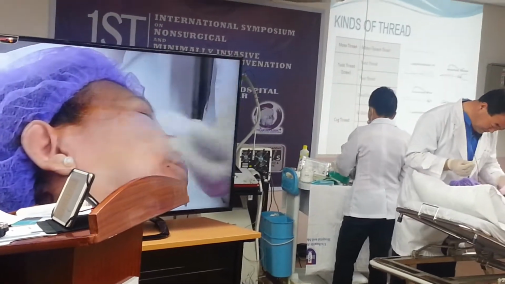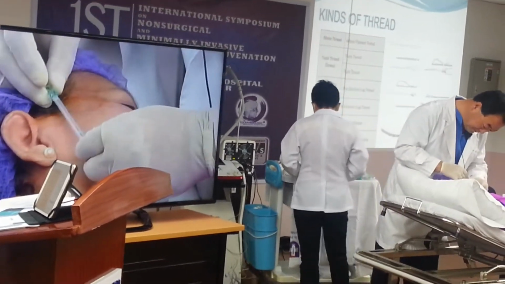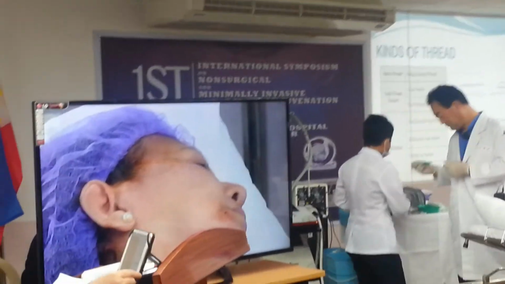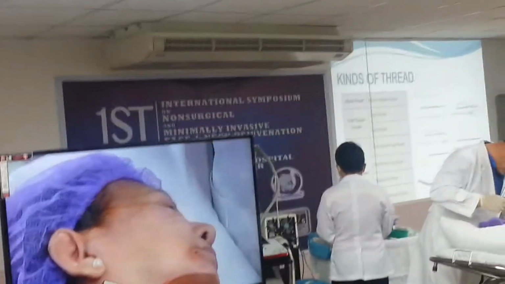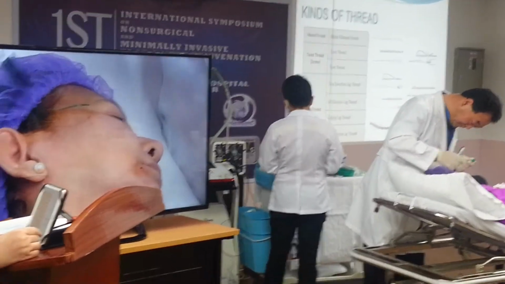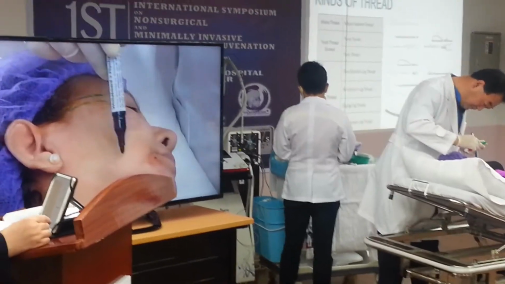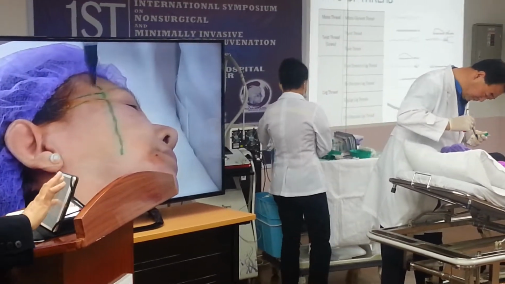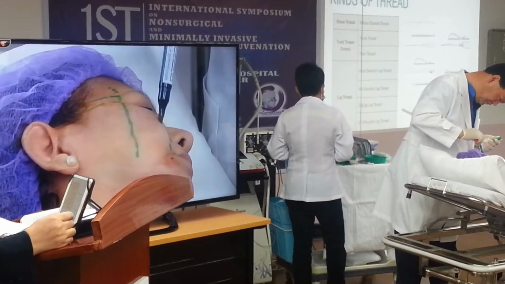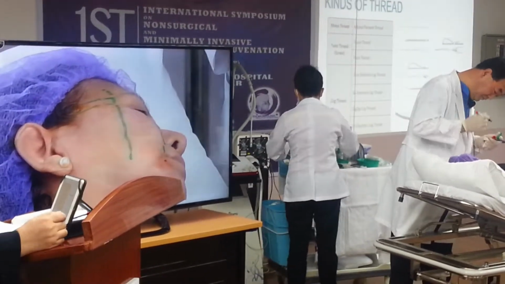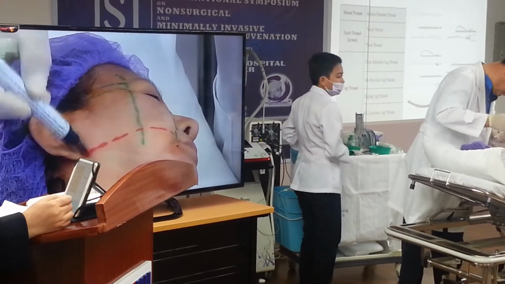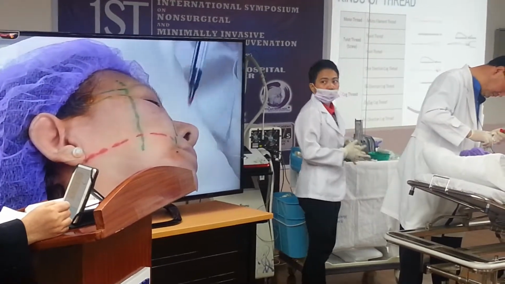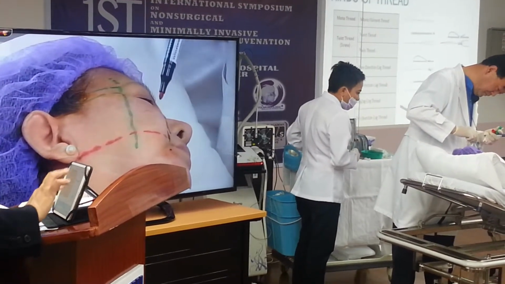Okay. So he's going to start as I say the things that we need to know about the threads. And finally we go to the cog thread, which is the one being used this morning. We have different kinds of cog as well. We have the one direction cog thread, the bi-direction cog thread, the zigzag cog thread, and the tri-direction cog thread. We also have the combination thread, which is not so common, but anyway, just for purposes of knowledge, we have the gold-coated PDOs, duplex, and the PDO thread plus PLA comb.